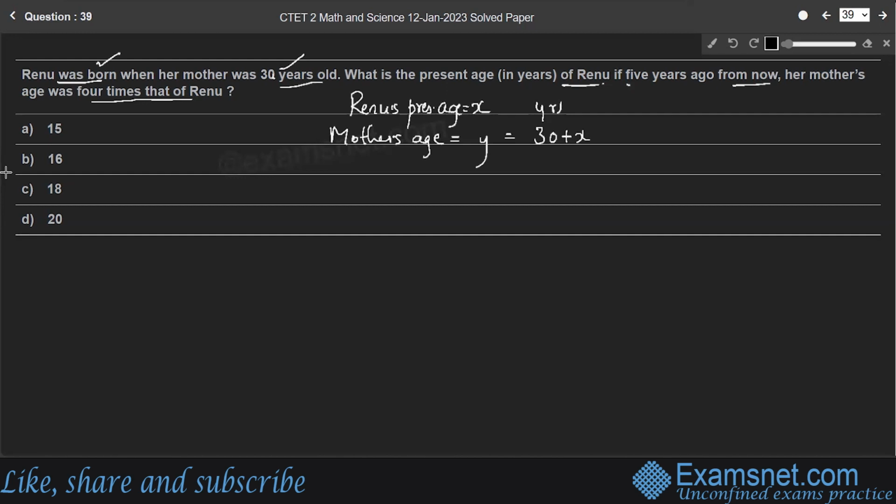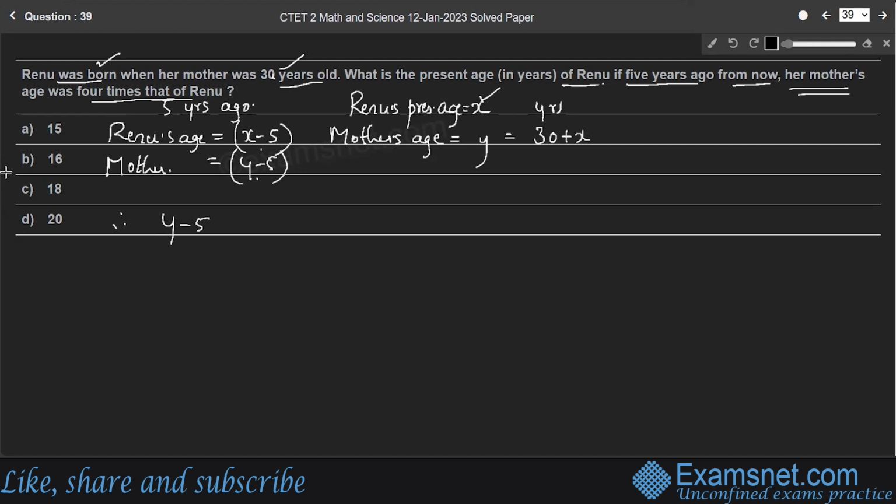Now, 5 years ago from now, so we'll consider their ages 5 years ago. If X years is her present age, 5 years ago Renu's age was X minus 5, and her mother's age was Y minus 5. It is given that 5 years ago her mother's age was 4 times that of Renu. So therefore, Y minus 5, her mother's age, was 4 times Renu's age at that time, so 4 times X minus 5.